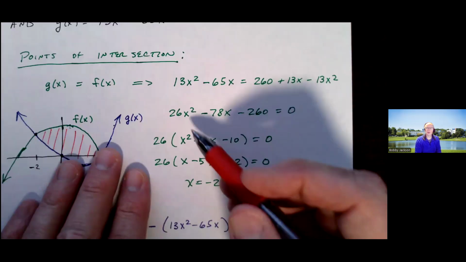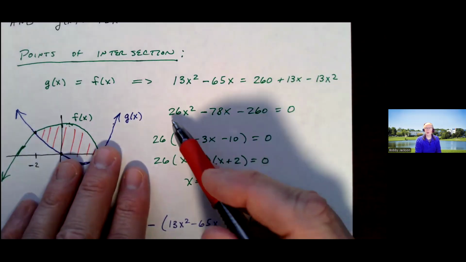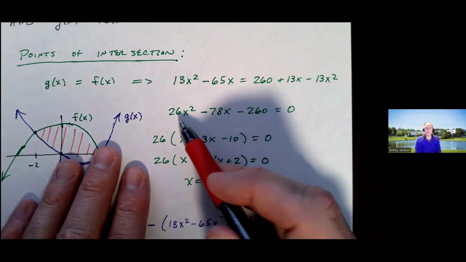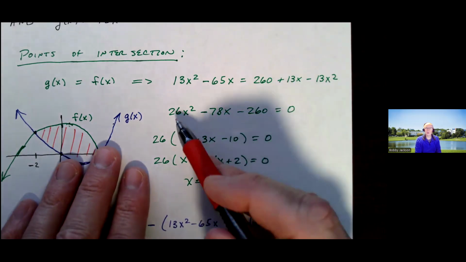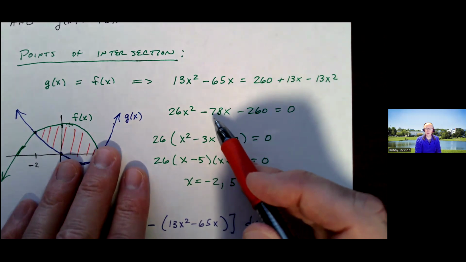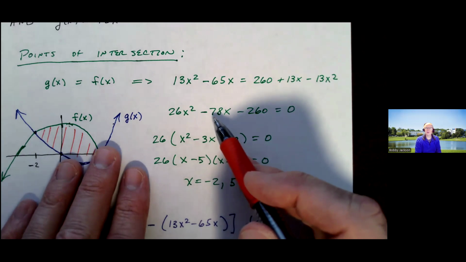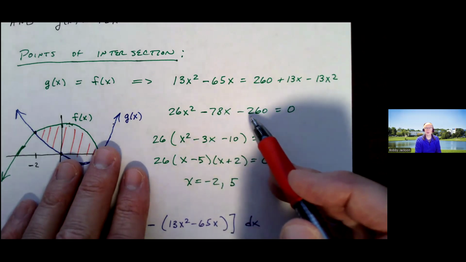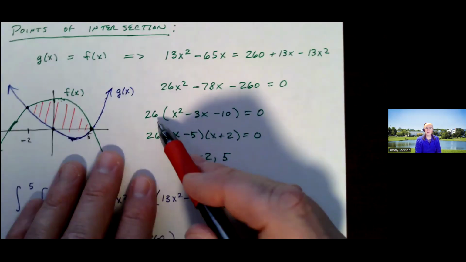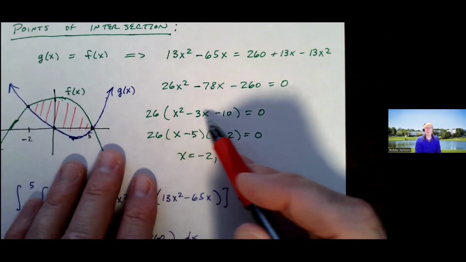Now, interesting thing here is, I'm going to use the quadratic formula. Well, you've got some big numbers here. Notice that 26 actually is a factor of all of these coefficients. 26 goes into 78 3 times and into 260, of course, 10 times. So I'm going to factor that out first, leaving x squared minus 3x minus 10.